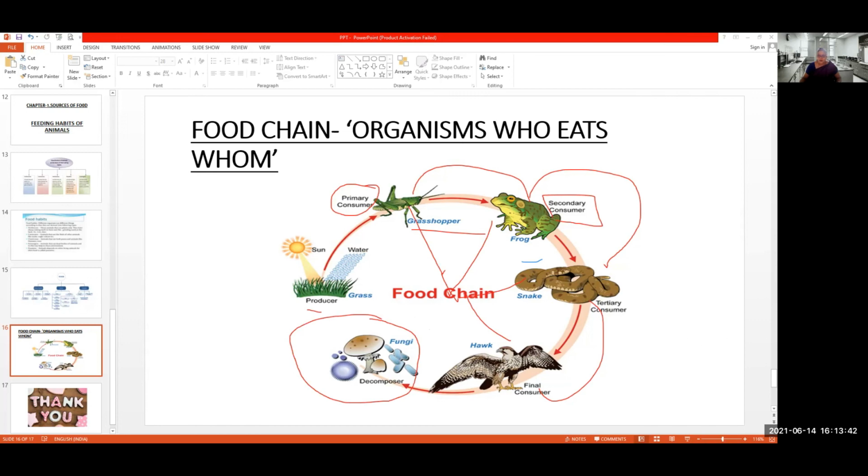So far we have learned the first lesson about sources of food. Why do we need food? Where do we get food from? What are the functions of food? What are the edible parts of a plant? What are the ingredients of a food? And then feeding habits of animals like the herbivorous, carnivorous, omnivorous, scavengers, and parasites. Then we have seen about the food chain. So that's all for the first lesson for you. Okay, thank you, children.